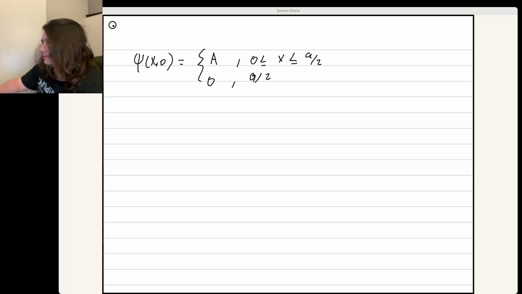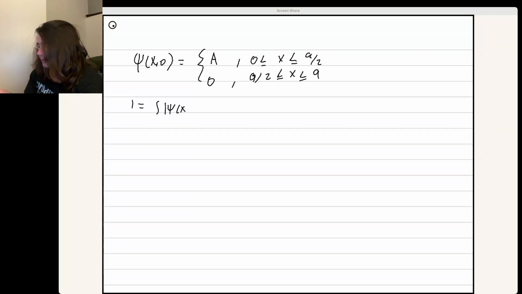And we need to figure out what the constant is. We need to figure out how likely that we find it in the first energy eigenstate. So to normalize it, or I mean to find the constant, we normalize it. So we just integrate the wave function from over all space. Integrate the square modulus of the wave function over all space.